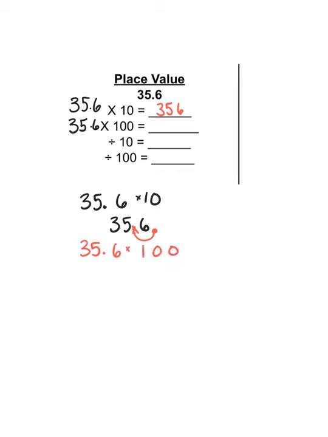Now to multiply that by 100, we need to rewrite 35 and 6/10 and then add a 0, or maybe even 2 zeros, as a placeholder. And then just move your decimal point over 1, 2 spots. So our product is going to be 3,560.